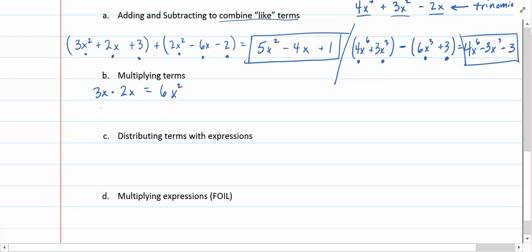If I had 2x squared times 4x to the 3rd power. Again, combining the same parts. So 2 times 4, our coefficients multiply to make an 8. And x squared times x cubed, that would leave us with an x to the 5th power following our exponent laws.